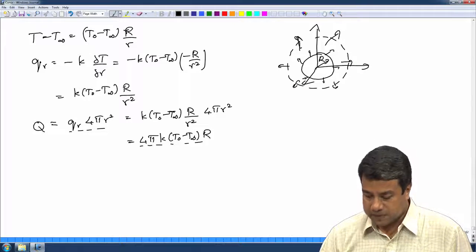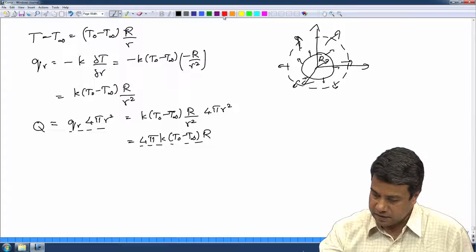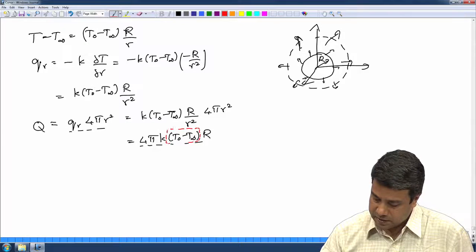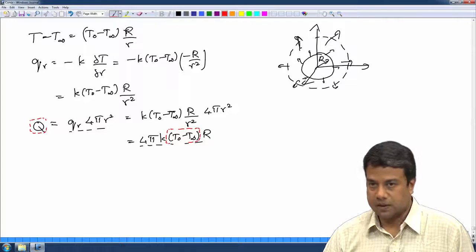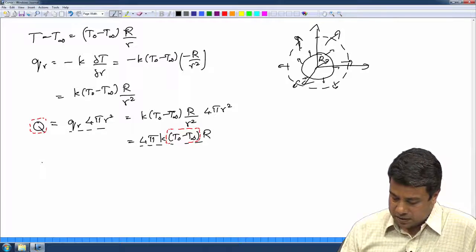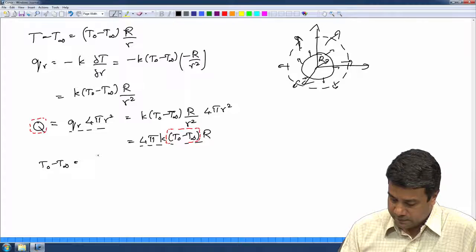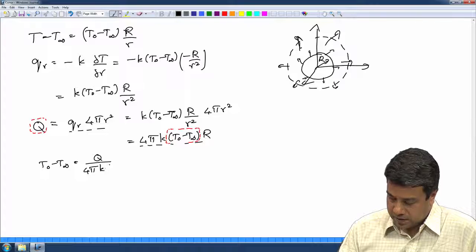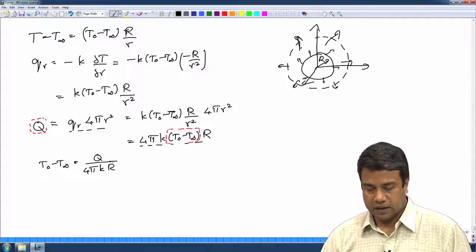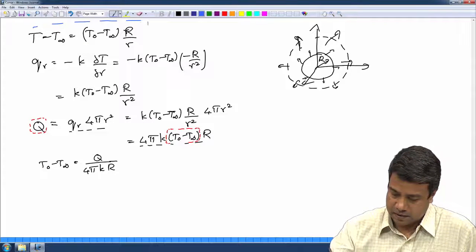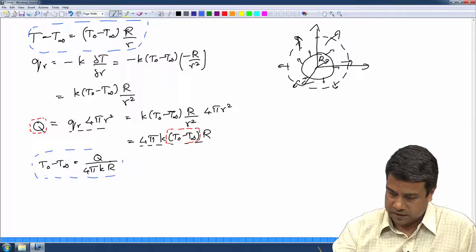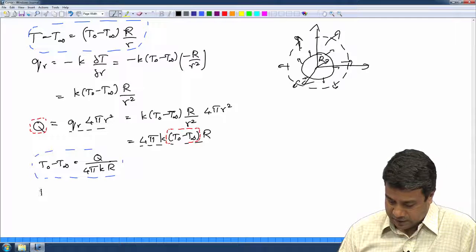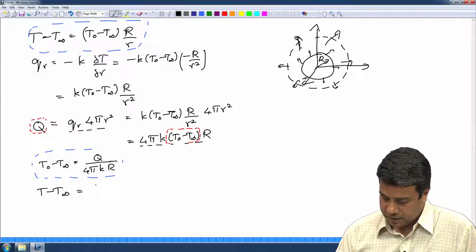Now rather than expressing the temperature in terms of this temperature difference, I could as well express it in terms of this total heat coming out per unit time. How do I do that? I just substitute T naught minus T infinity is equal to Q by 4 pi k into r from this equation, and I substitute that into this expression here. And if I substitute for T naught in this manner, what I will get is that T minus T infinity is equal to Q by 4 pi k into r.